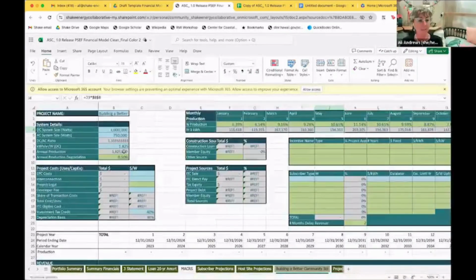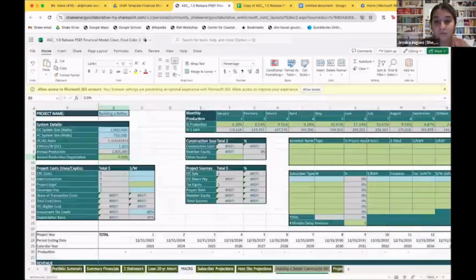Okay, so we don't need to fill in green, which means it's an optional input. It means that the financial modeling working group who made this made a best guess, but if you have a better guess for what your system's annual degradation is going to be, then you can modify that here. Yeah, Noor, what is your question, thought?